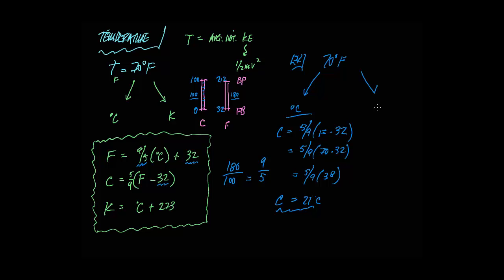We go into Kelvin. Kelvin is just going to be centigrade plus 273. So if we add 273 to that, we get 294 Kelvin. And that's the absolute scale, used by scientists. So that's a real quick problem using the equations for temperature conversion. Nothing fancy. Pretty much plug and chug.